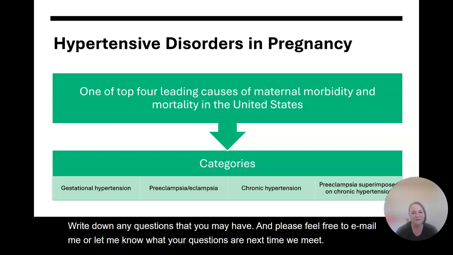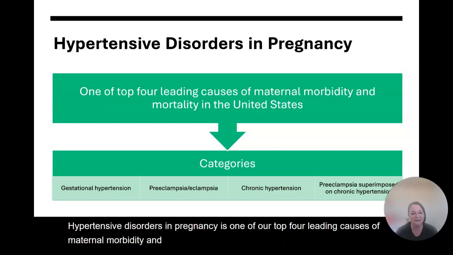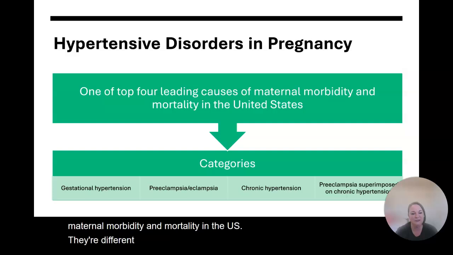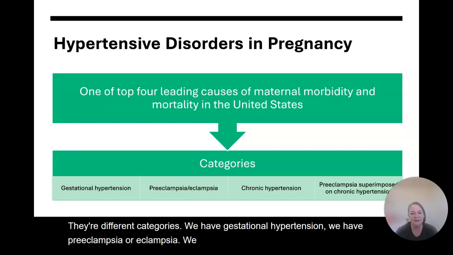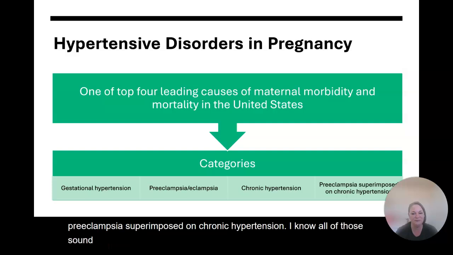Hypertensive disorders in pregnancy is one of our top 4 leading causes of maternal morbidity and mortality in the U.S. There are different categories. We have gestational hypertension, we have preeclampsia or eclampsia, we have chronic hypertension, and then we have preeclampsia superimposed on chronic hypertension. I know all of those sound like foreign terms to you, but we're going to break them down in this lecture.